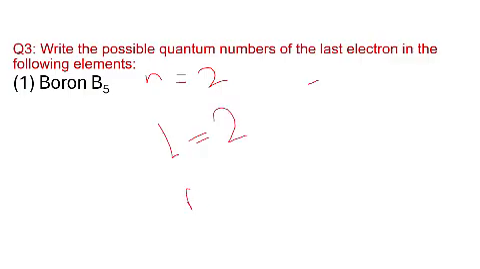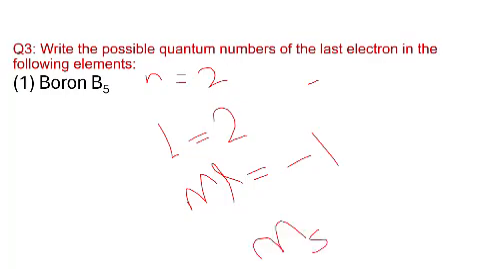ml equals -1, and ms, I mean the spin quantum number, is +1/2. These are the 4 quantum numbers for the last electron in boron atom.